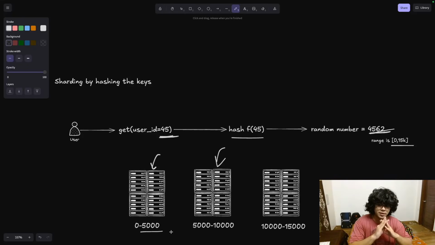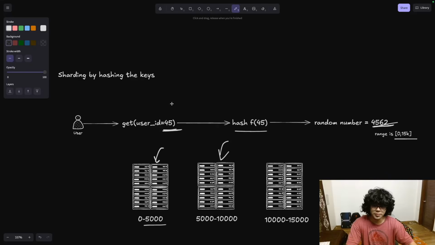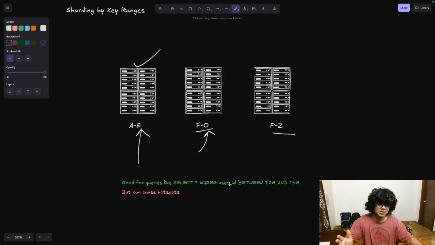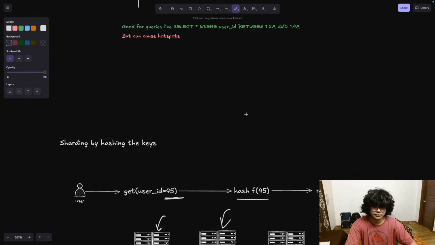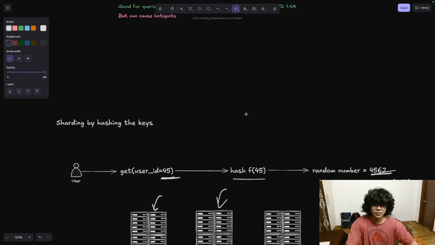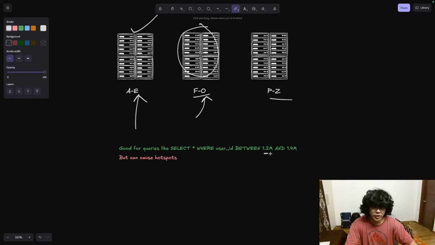Okay, but the downside of this should be pretty apparent: you can't really run efficient range based queries, right? Over here we could really say select star where your data is between 1.2 million and 1.4. You knew that your data was living in this shard, but right now there is no such thing. Even if your ID was between 1.2 and 1.4, and all of them lived in the same shard, right now every single number in this range is going to have a different hash, right?